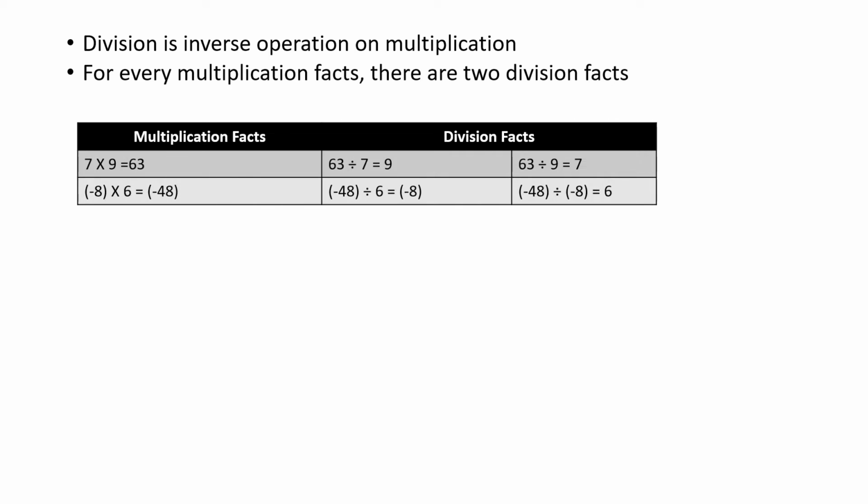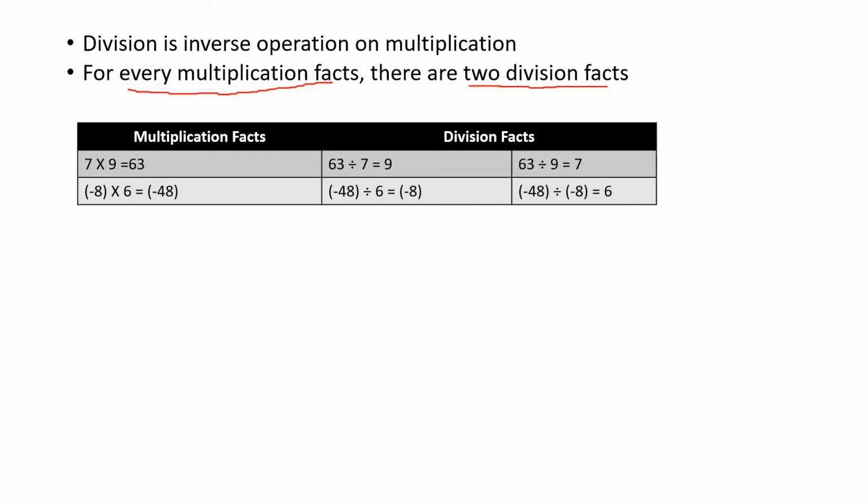So actually, division is an inverse operation of multiplication. If you multiply two numbers and you get a product, in the same way, if you divide that product by any one of those two numbers, you will get the quotient. So multiplication and division are inverse operations. For every multiplication fact, there will be two division facts.